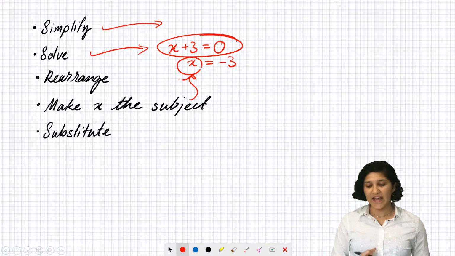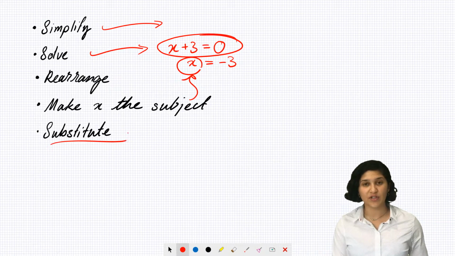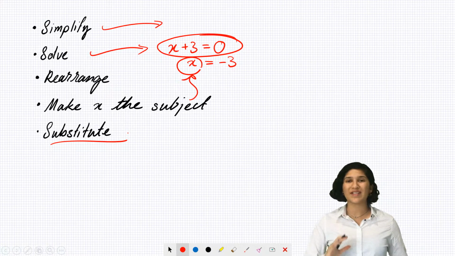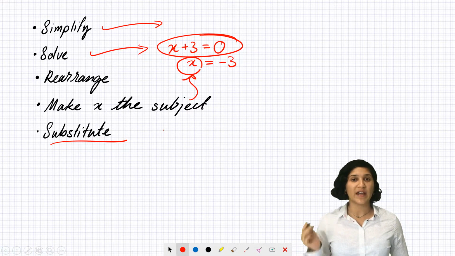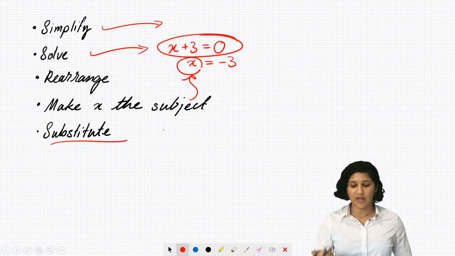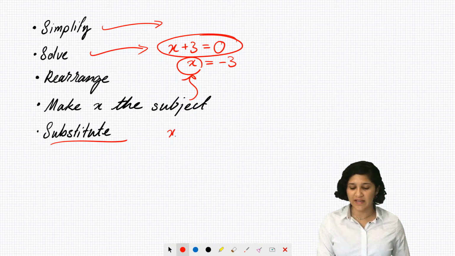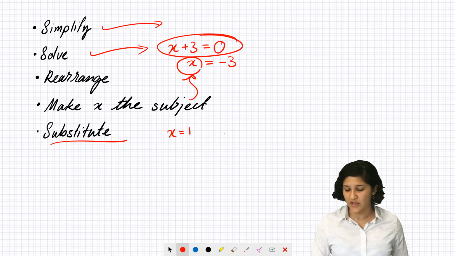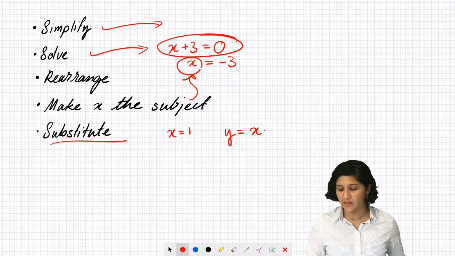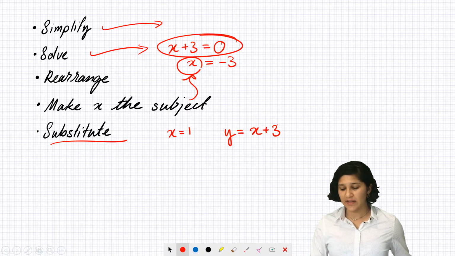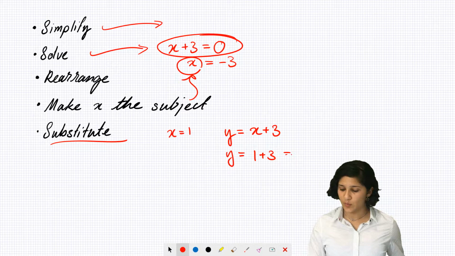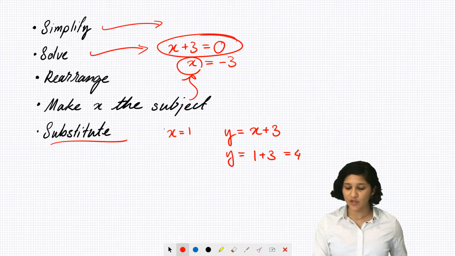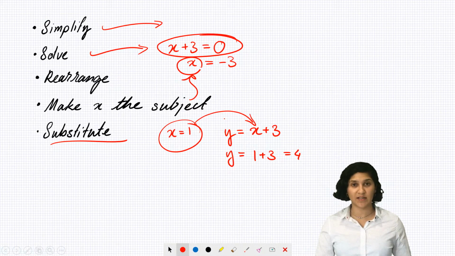All right? And finally, we have substitution. So when you're told to substitute something, that means you take a particular value for the variable and you put that into your equation. So if I was to substitute x equals 1 into the equation y equals x plus 3, then that would look like y equals 1 plus 3, which is 4. So that's substituting this value for x in for the variable, so replacing it.